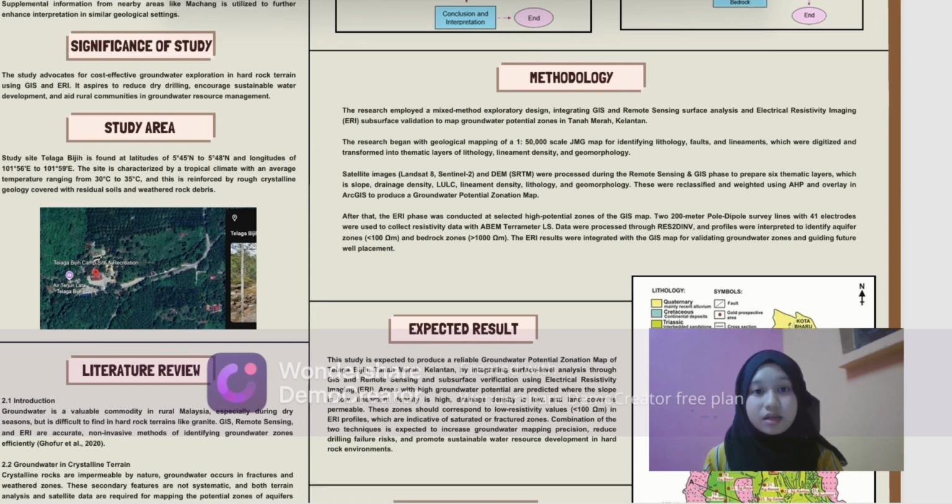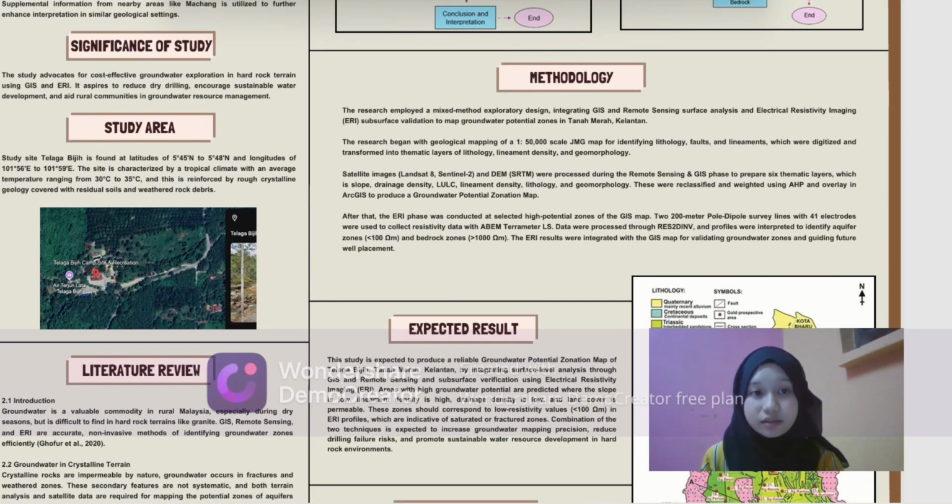I then reclassify each layer into 5 suitability classes, ranging from very poor to very good, using the analytical hierarchy process (AHP). I assign a weight to each layer based on its importance and perform a weighted overlay analysis in ArcGIS. This process results in the generation of the groundwater potential zonation map, which visually highlights areas with varying groundwater potential across the study site.